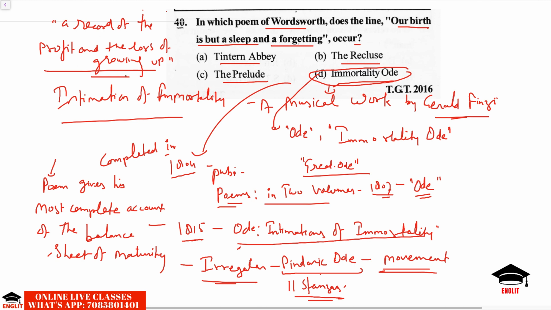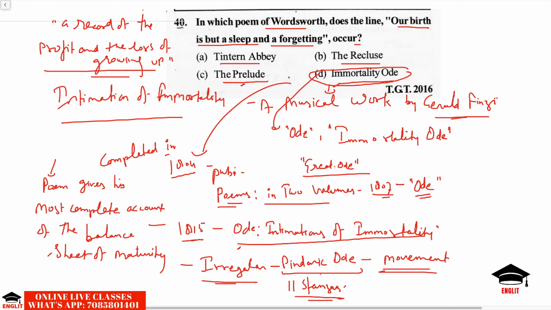So we can get confused between Tintern Abbey and Immortality Ode. In Tintern Abbey, he has also dealt with his moods and his growing up, and one more poem is about growing up, that is The Prelude. So we can get confused about which poem is basically referred to in this statement, or which poem of Wordsworth is his record of the profit and loss of growing up.